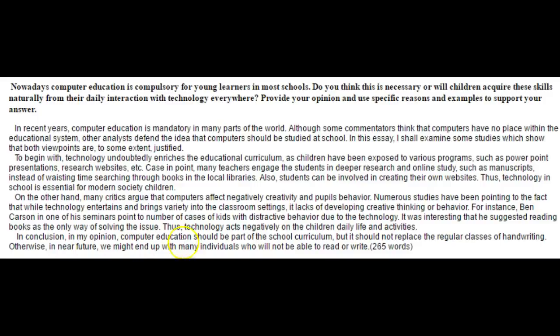In my opinion, so what do you think? In my opinion, computer education should be included in the school curriculum to ensure that students have the relevant skills to succeed in modern society. So, the two ideas: should we formally teach children how to use technology, or should we just leave them to it? Should we just let them use technology every day and just learn from that experience?